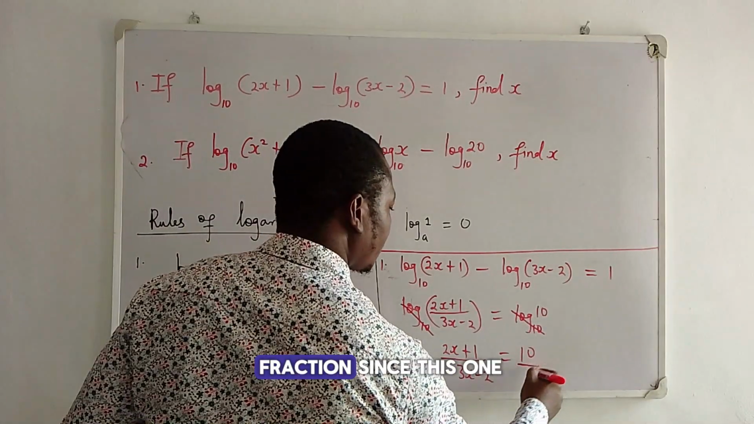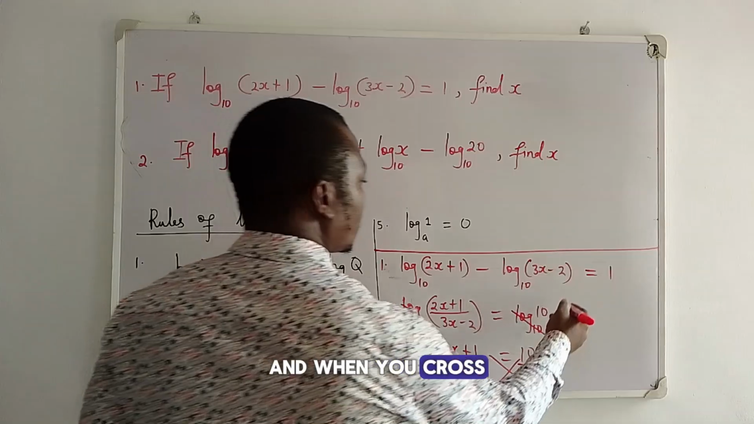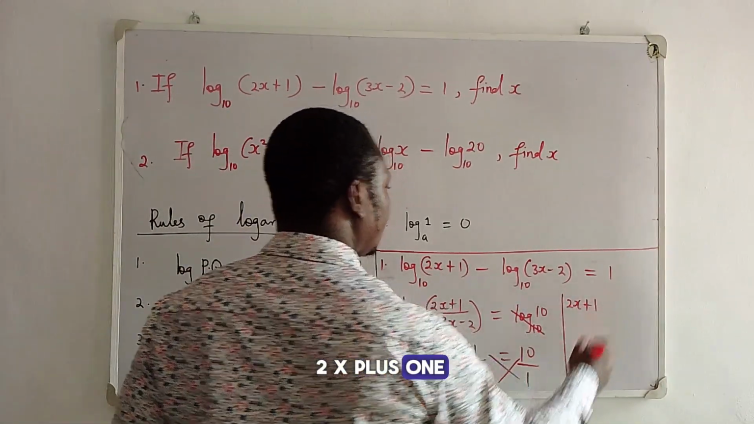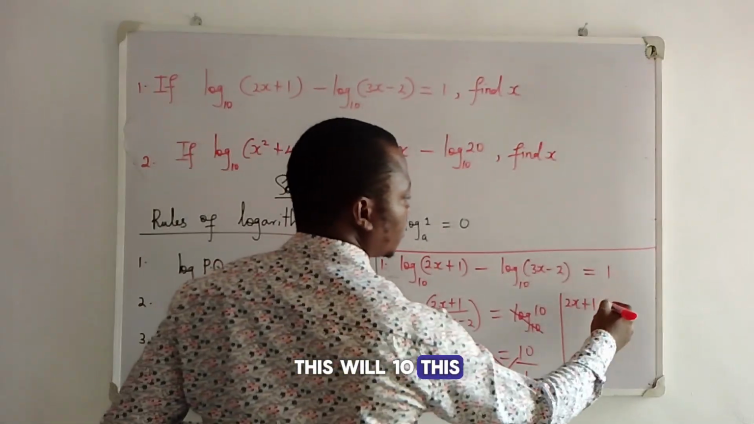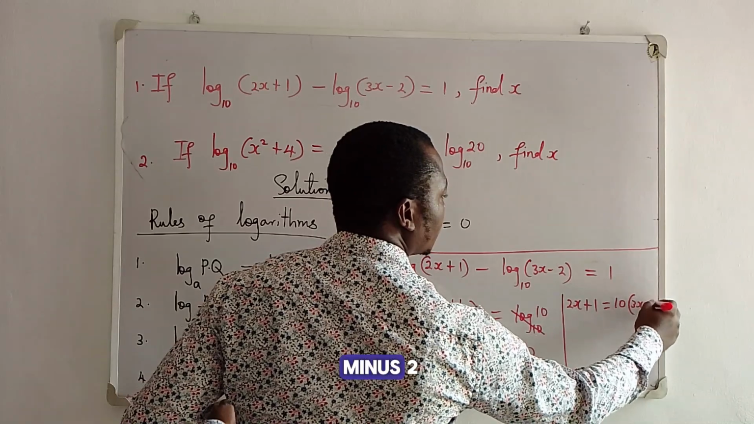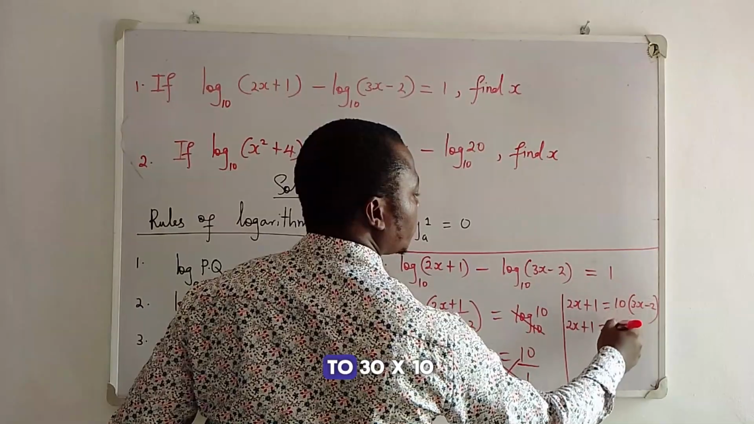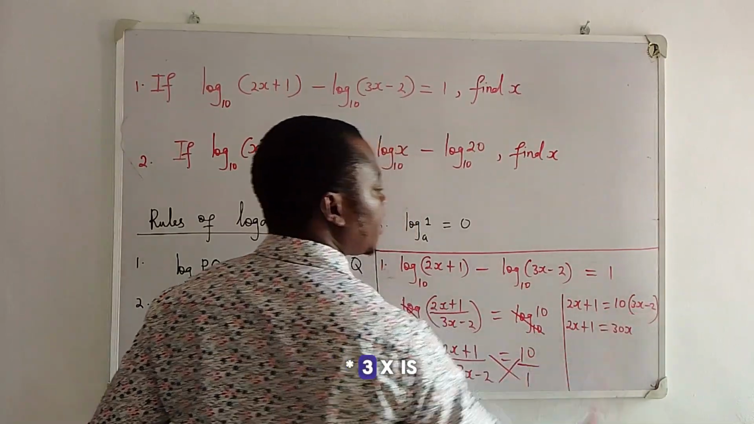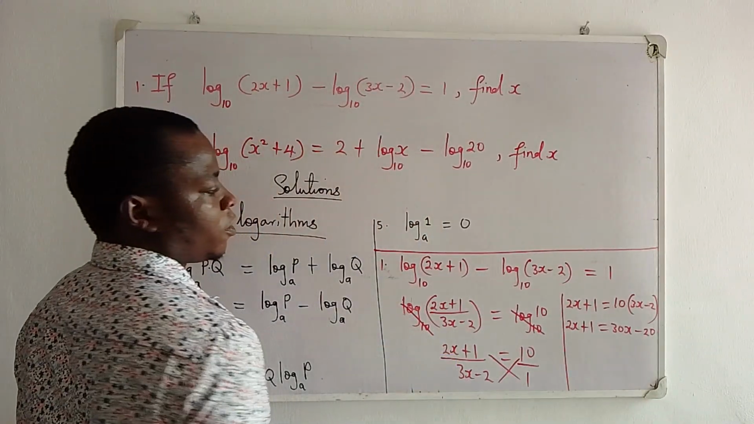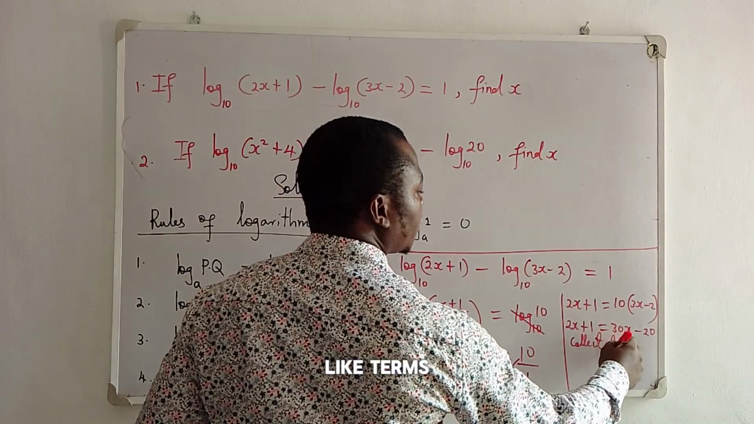Then we can now simplify that equation. You make this a fraction, since this one is a fraction, and you cross multiply. When you cross multiply, this times this gives 2x plus 1, and this times this gives 10 times 3x minus 2. So you have 2x plus 1 equals 30x minus 20, since 10 times 3x is 30x and 10 times negative 2 is negative 20. So you collect like terms.